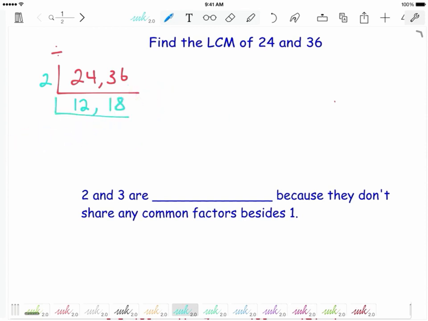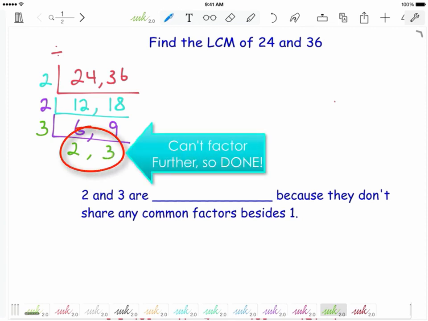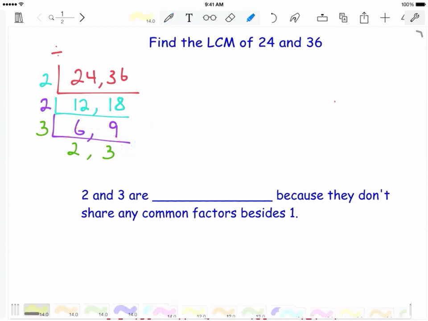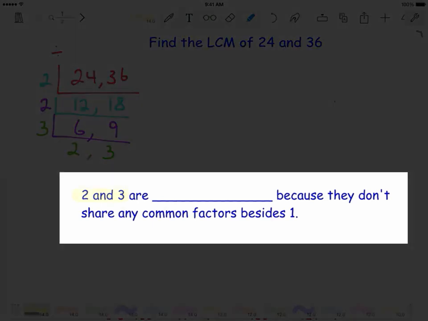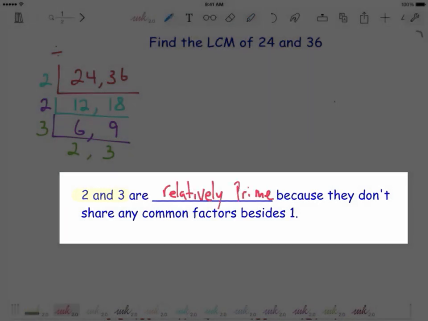Again, both 12 and 18 can be divided by 2, bringing 12 down to 6 and 18 down to 9. Now, 3 can go into both 6 and 9, bringing 6 down to 2 and 9 down to 3. Since nothing goes into 2 and 3, we are done factoring. By the way, when two numbers do not share any common factors besides 1, we call them relatively prime. In this case, 2 and 3 are relatively prime.